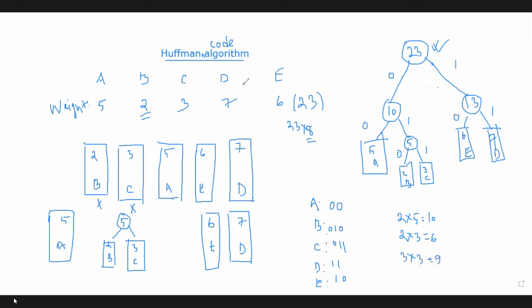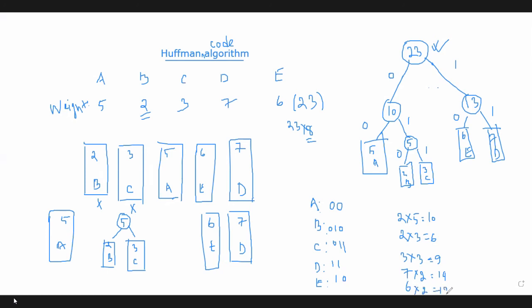What is the weight of D? The weight of D is 7. And how many bits? Each character D needs 2 bits. For sending 1 D, we need 2 bits. So for sending 7 D's, we need how many bits? 7 into 2 equals 14. And then what about the last one, E? E needs 2 bits and its weight is 6. So 6 into 2 equals 12.